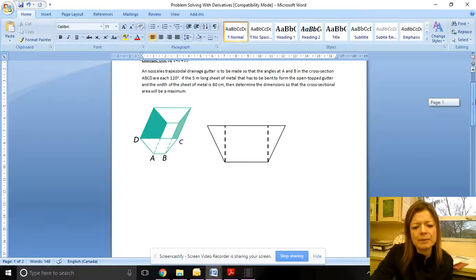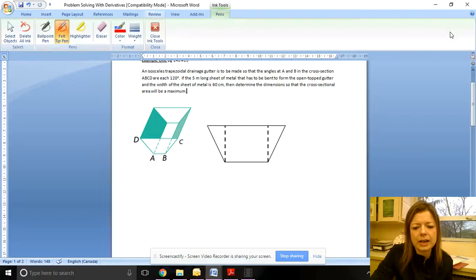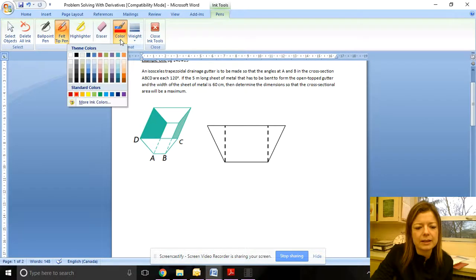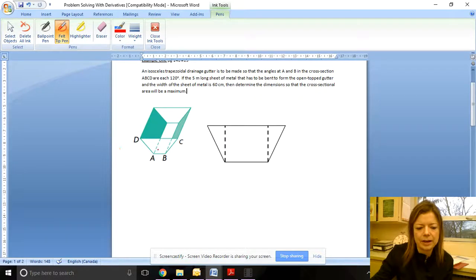So here we have this trapezoidal drainage gutter, okay, and it's going to be made so that the angles are 120 degrees at the cross section. So that is right here. So this is not at all to scale. I just grabbed a trapezoid image off the internet. So that means this would be 120 degrees. I realize that that doesn't look like 120 degrees, but okay.